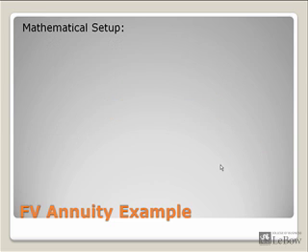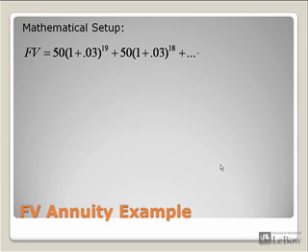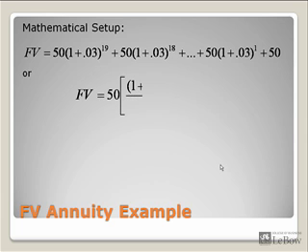Our mathematical setup can be done in several ways. First, we could find the individual future values of each individual payment, or the future value of each lump sum, and add them all together. We could employ the derived formula that we just found for a future value of an annuity using the future value of an annuity interest factor, inserting the appropriate I and N, in this case 3 and 20 respectively.